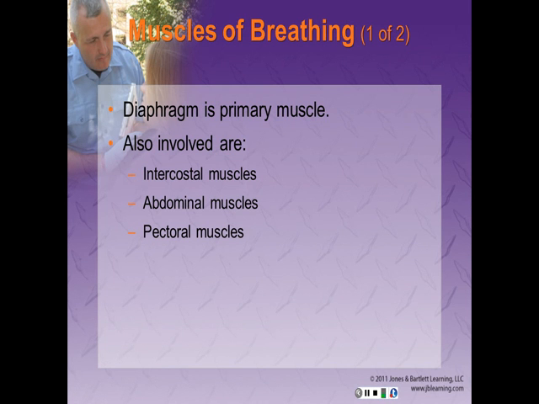The intercostal muscles, during inhalation, contract, moving the ribs up and out, enlarging the chest cavity, decreasing the pressure in the lungs, and moving air in. During exhalation, the intercostal muscles relax, decreasing the chest cavity, increasing the pressure in the lungs, and moving air out. And then also the abdominal muscles and pectoral muscles are involved.